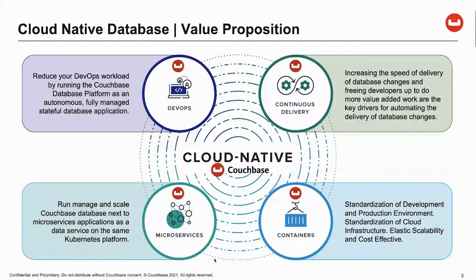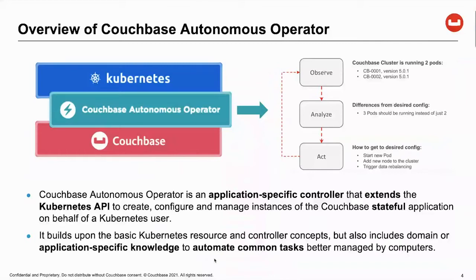How does it do that? With the Couchbase Autonomous Operator, we maintain all of the best practices of observe, analyze, and act in a continuous loop, which is built atop Kubernetes and leverages the code of Couchbase. So ultimately, your developers are still using the exact same database while your SREs and operations team are managing it just like any other kube container.